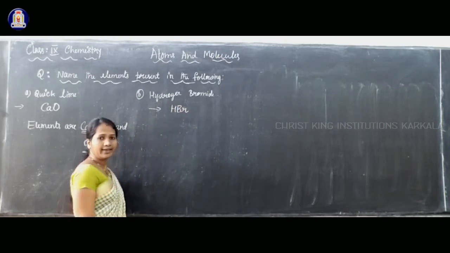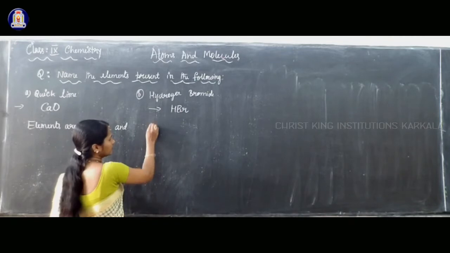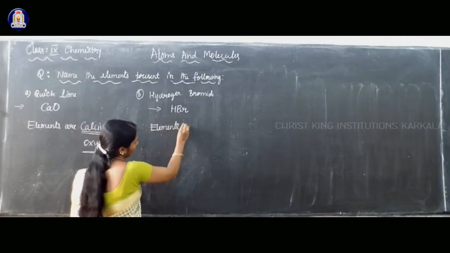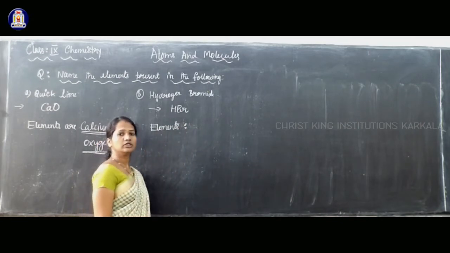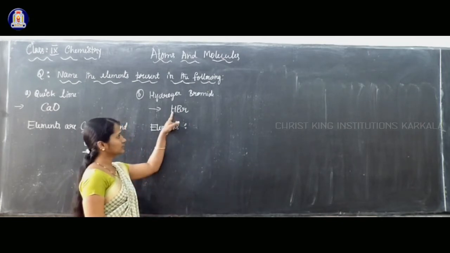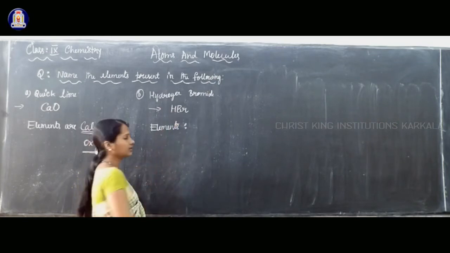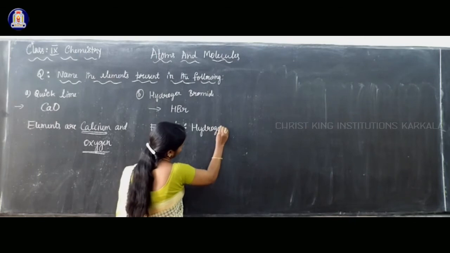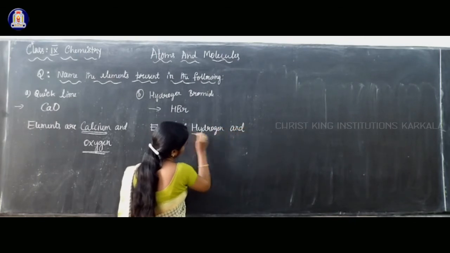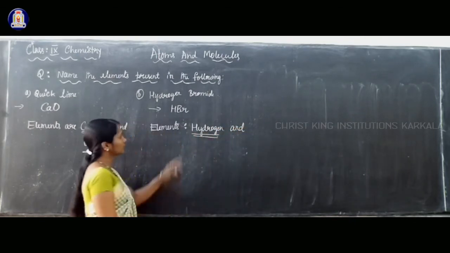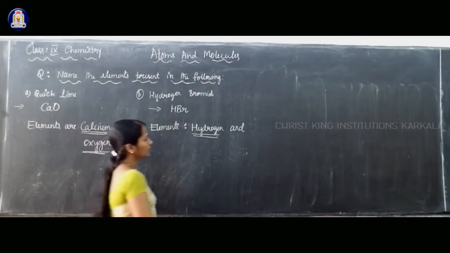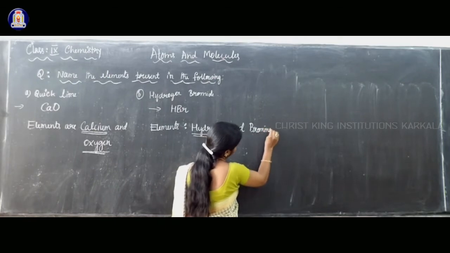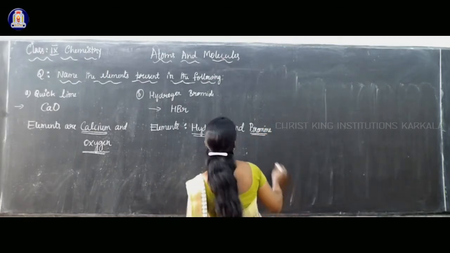Hydrogen bromide, HBr. Which elements are present in this formula? Only two elements are present here. The first one is H. H means hydrogen. The second one is Br. Br is bromine. Hydrogen and bromine.